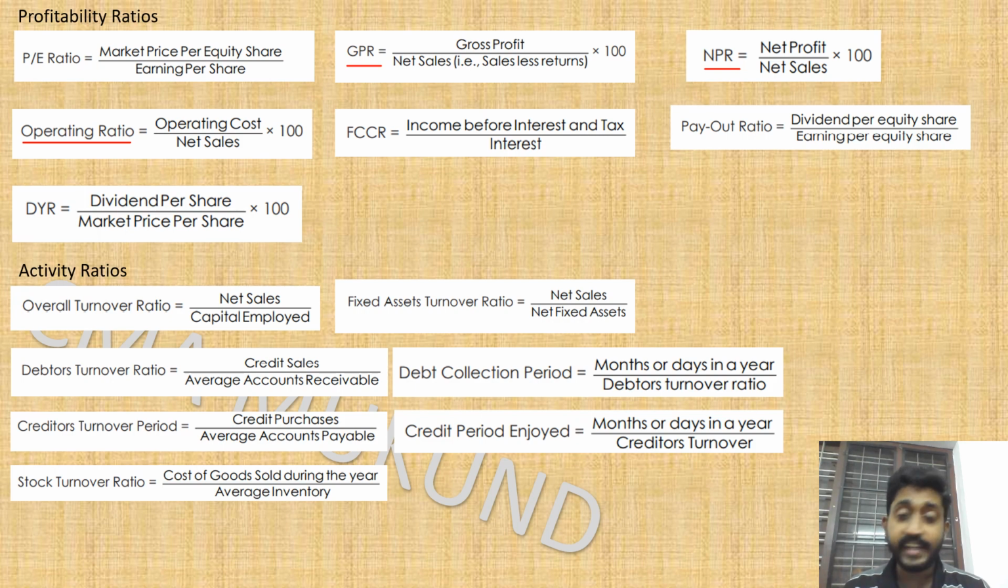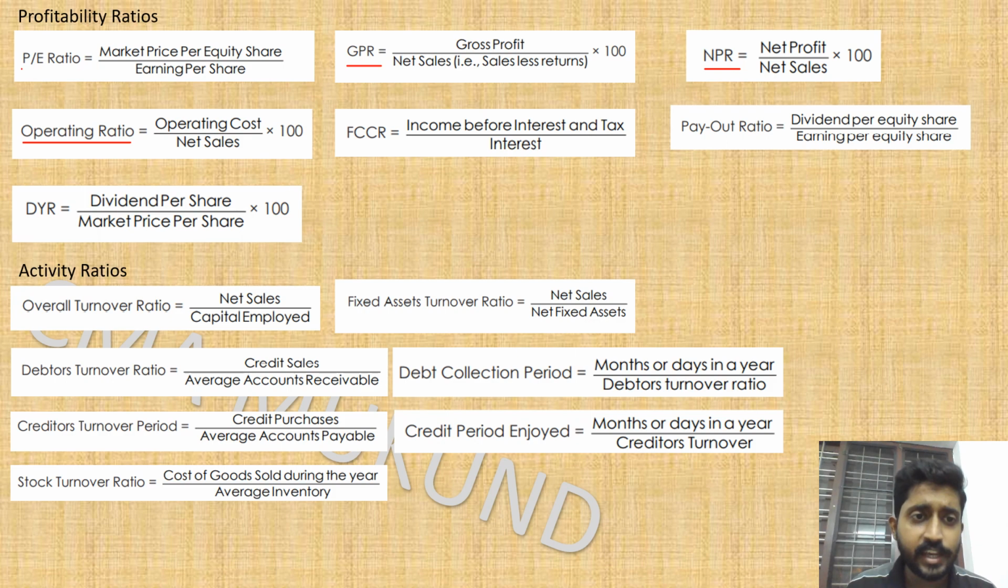Oh, this is operating ratio. So it is an operating cost. There is an operating profit ratio also. So these are all profit based ratios. That's why we term it as profitability ratio. But there are some more ratios.